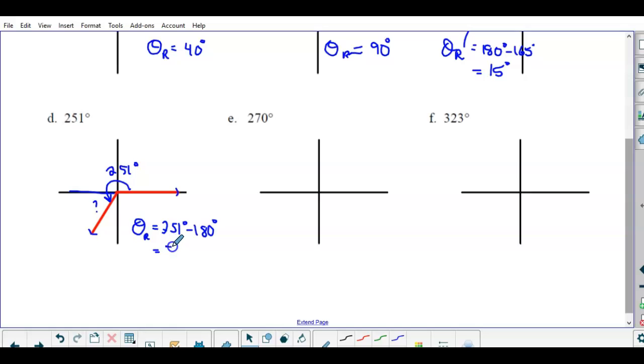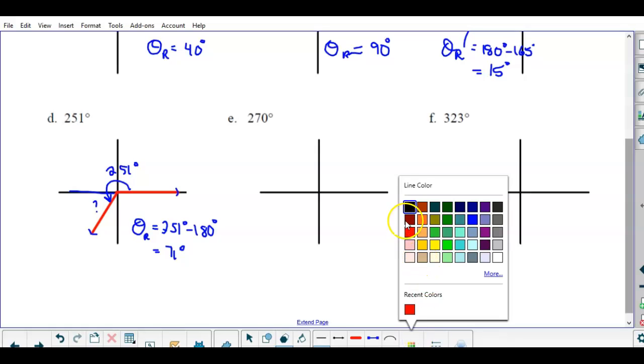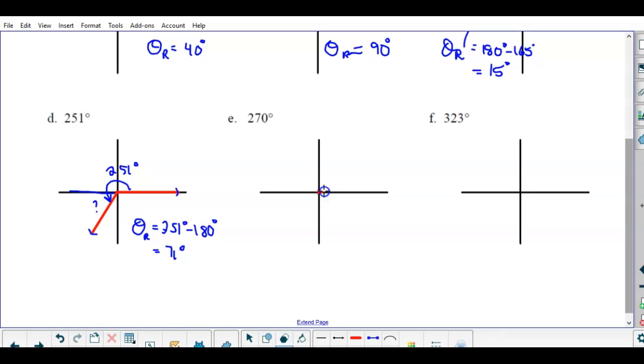So that's going to be 71 degrees. Okay, next one is 270. I'm going to switch this to an arrow and then I don't have to worry. Okay, so then there's your initial arm, 270 down there. That's 270.